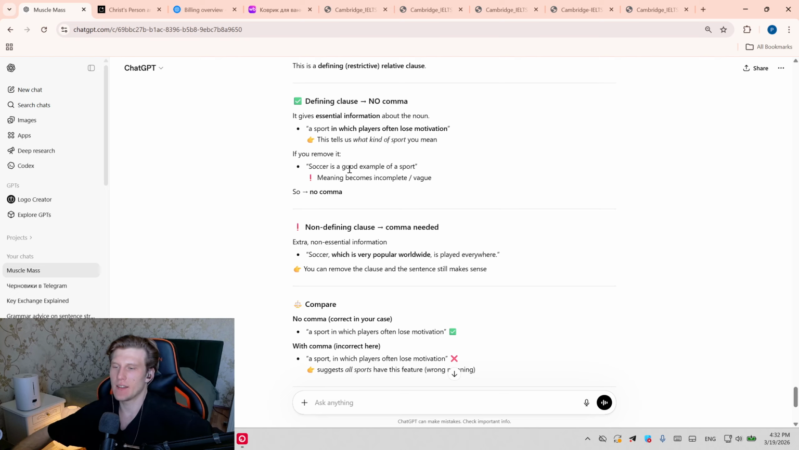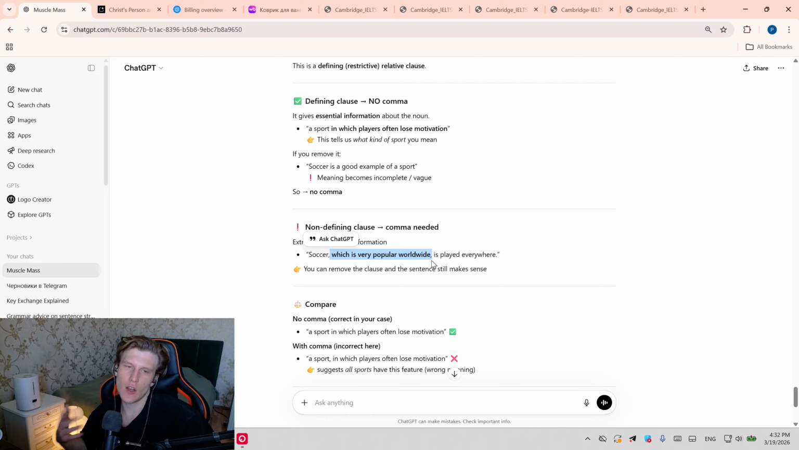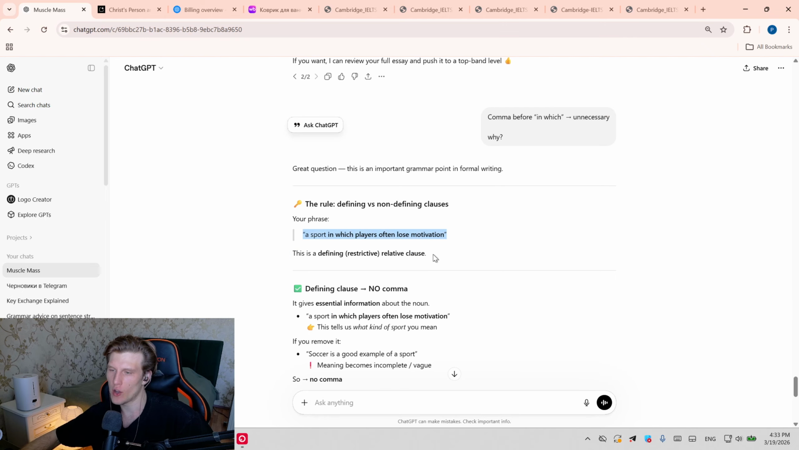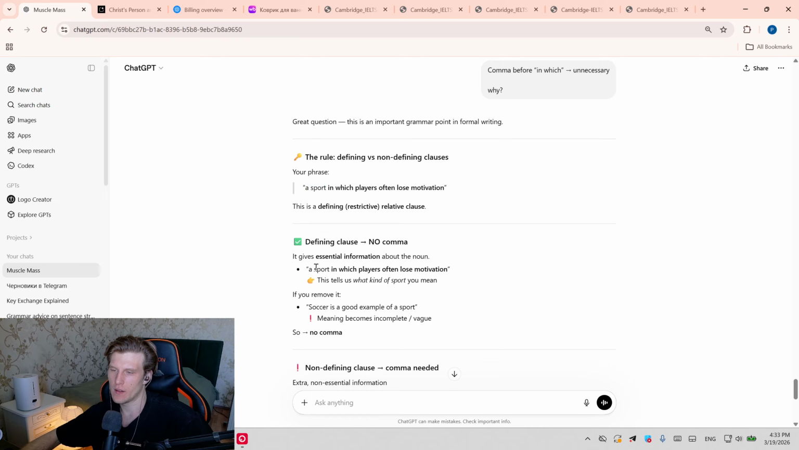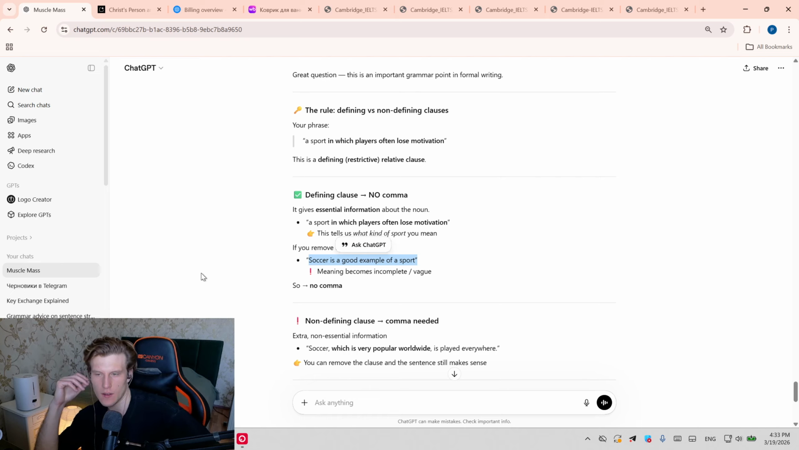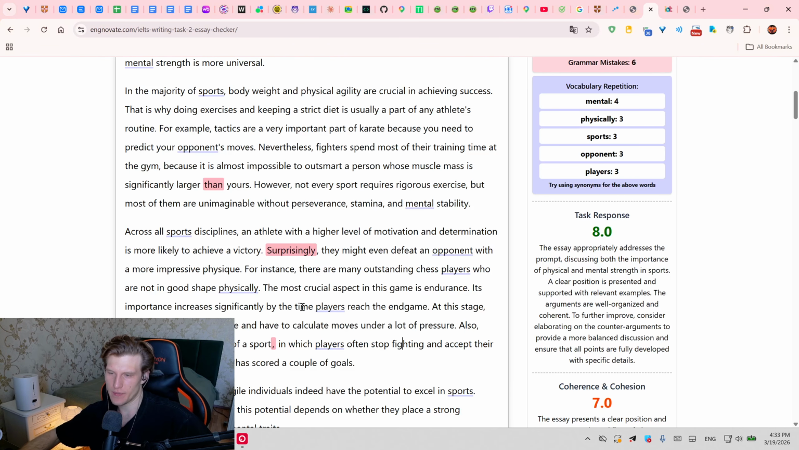Yeah, I mean, there is this thing that whenever the information provided in a clause is optional, like it doesn't really tell us much, it's not really important, we can put commas. But if the information provided in the clause is very essential, and without it the sentence doesn't make sense, like here, if we remove this whole clause, a sport in which players, this is what we get. Soccer is a good example of a sport. Without that, the meaning is just lost, right? So we need it, and that's why we don't need commas here.